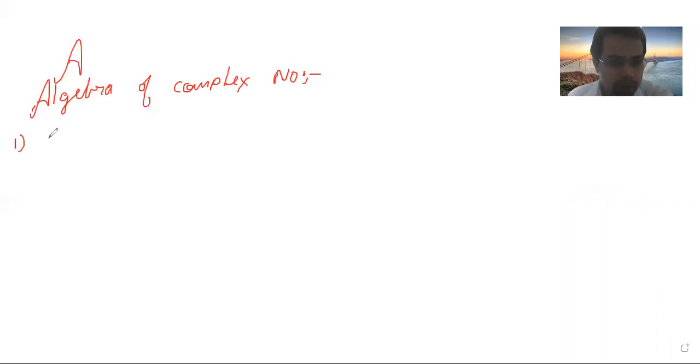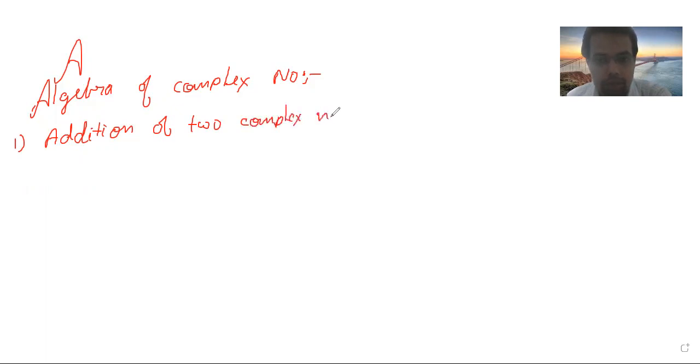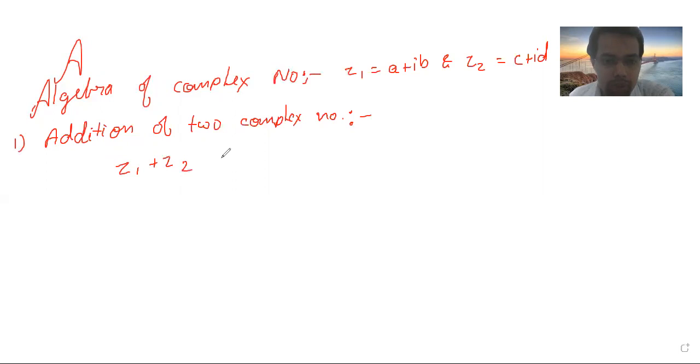The first is addition of two complex numbers. Suppose that we have taken z1 equal to a plus ib and z2 equal to c plus id. These are two complex numbers. So how can we add these two complex numbers?